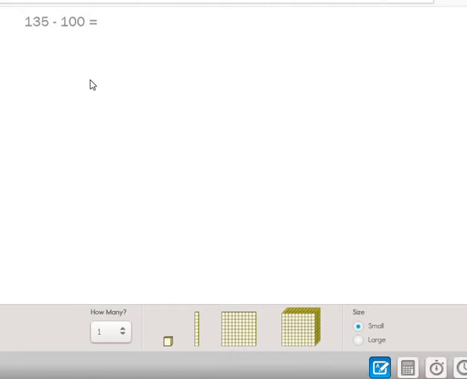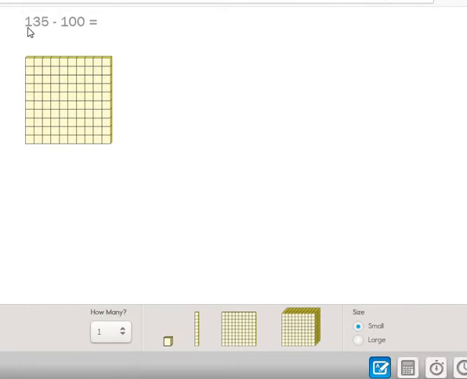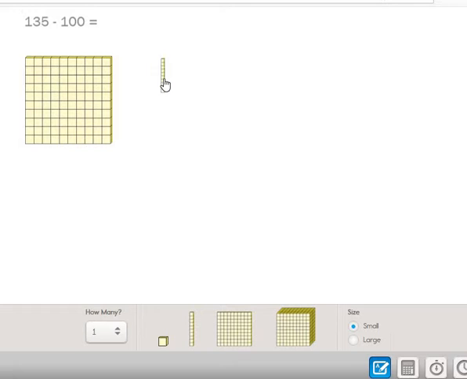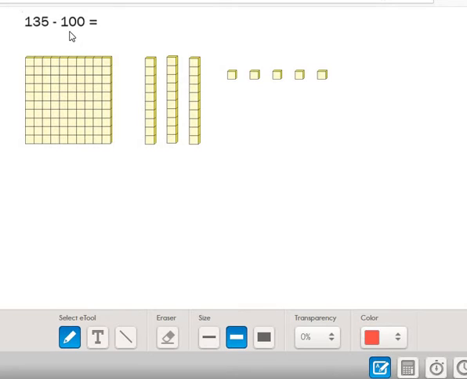Let's model 135. We need a 100 block because we have 100 here. And we need 3 tens rods. Here they are: 1, 2, and 3. And how many ones do we need, grade 2? Yes, we need 5 ones. Here they are. Now, minus 100. To subtract 100 means to take away 100 from these blocks. Since we have 100 here, we will cross it out.